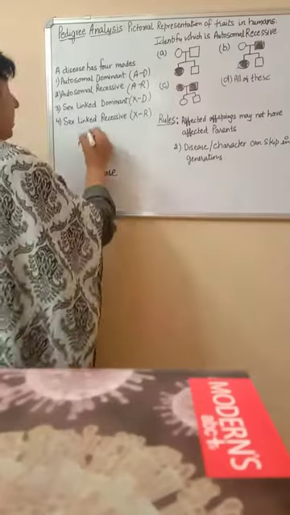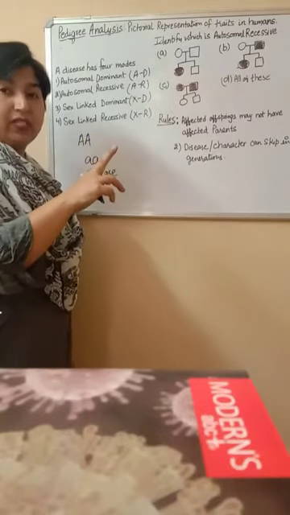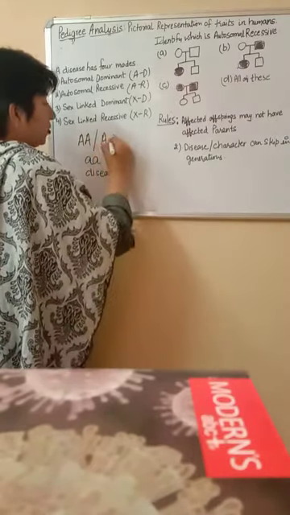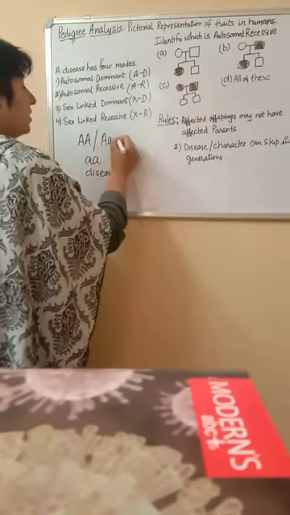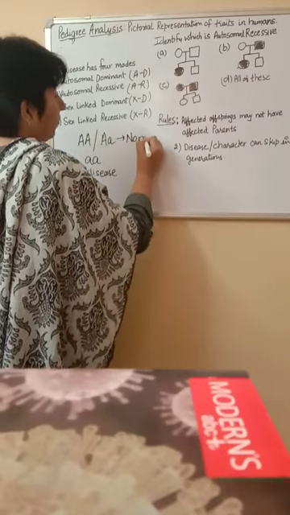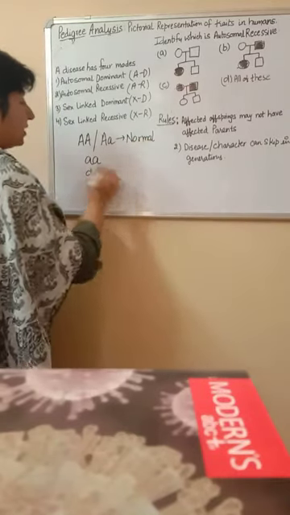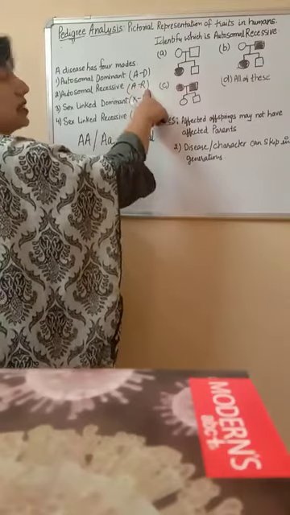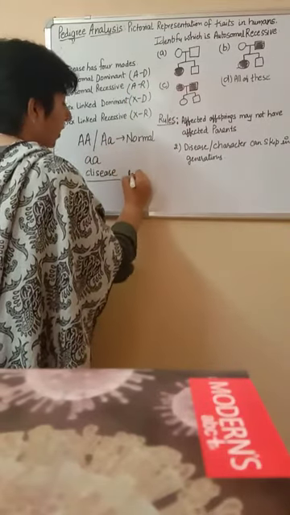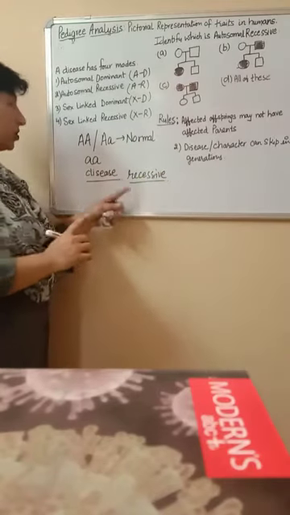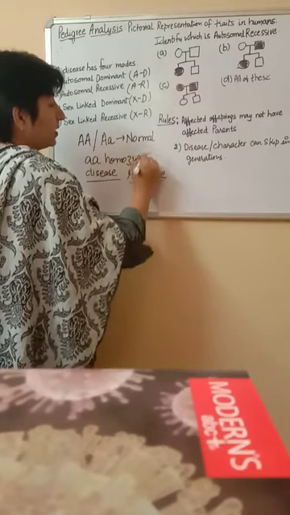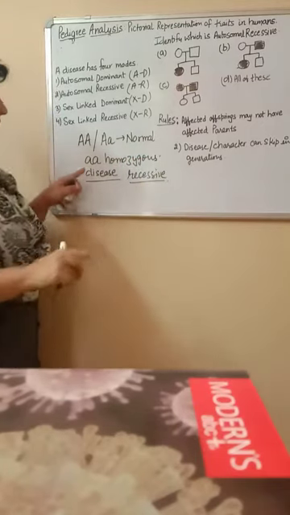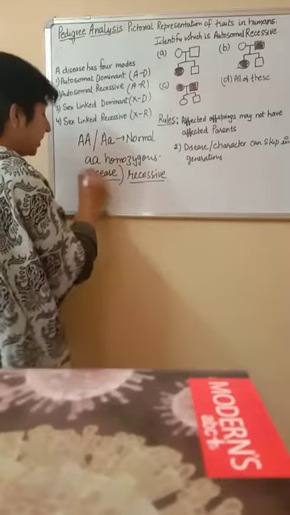representation. And if the person has both capital A's or the heterozygous condition, capital A and small a, that means this is a normal person. The diseased person is this, because it will be in the autosomal recessive condition. And as I told you earlier, recessive condition means it is always in homozygous condition. Homozygous recessive condition. So small a is the diseased person.